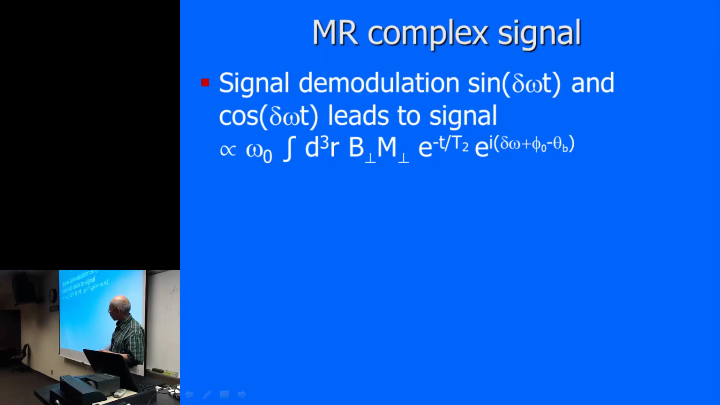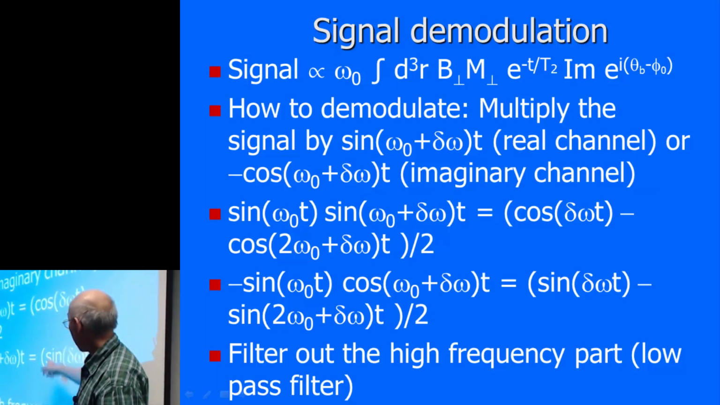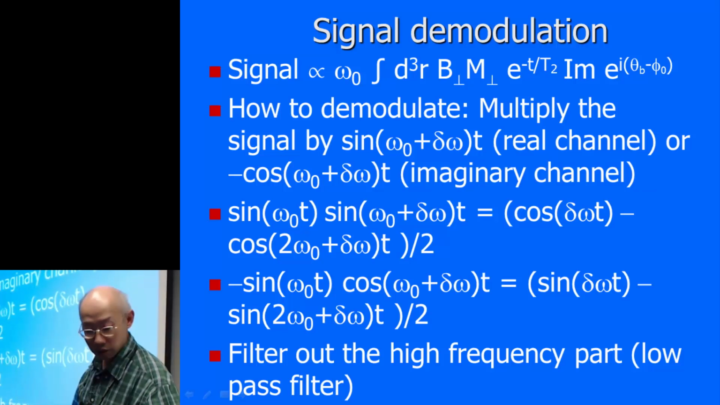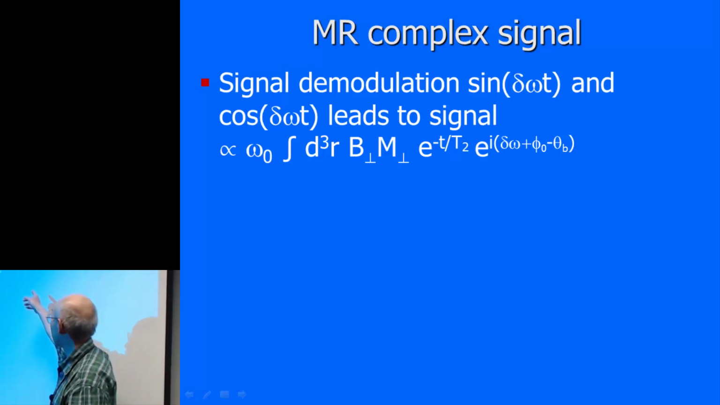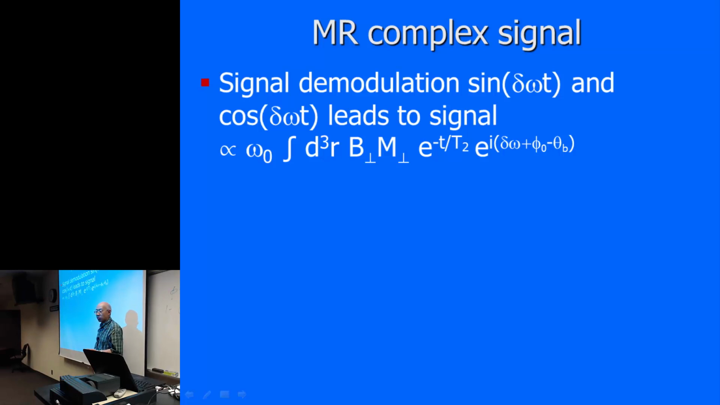Then next, after demodulation, we have two components of this signal, the cosine part and the sine part, so I can combine them and rewrite the signal in terms of a complex number. So we are back to the complex signal again.